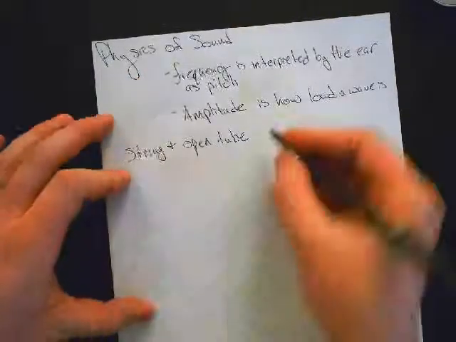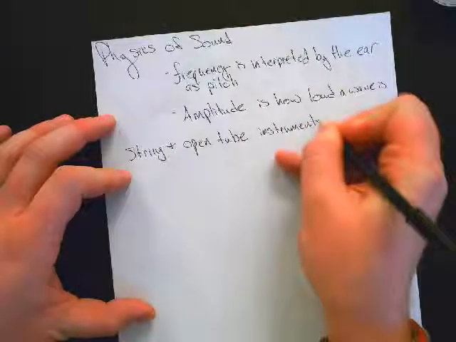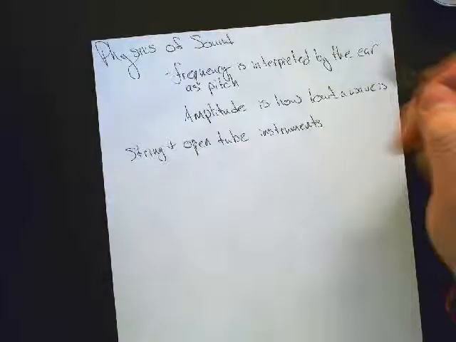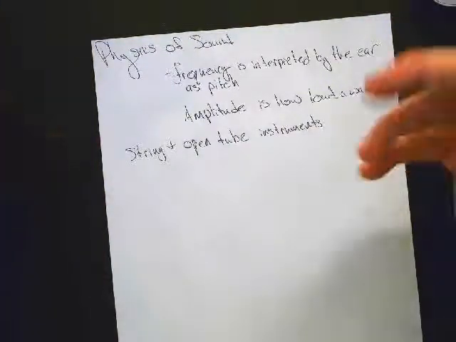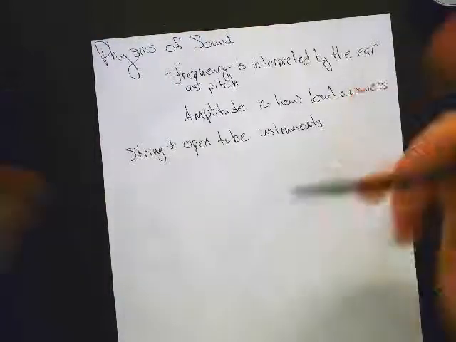So string and open tubed instruments. When I'm talking an open tubed instrument, what this means is an instrument that is open at both ends. So good examples of this are the flute.